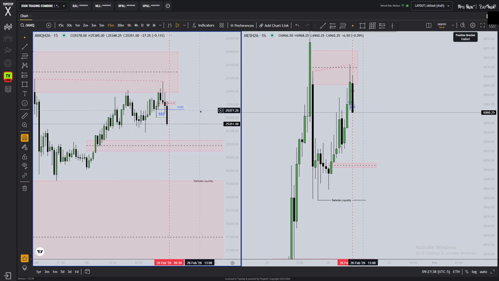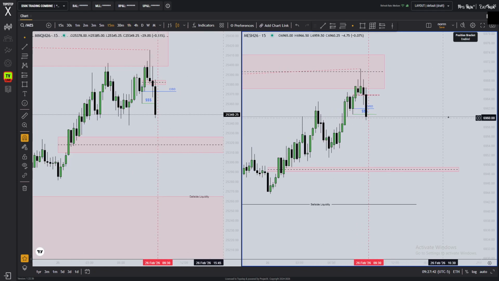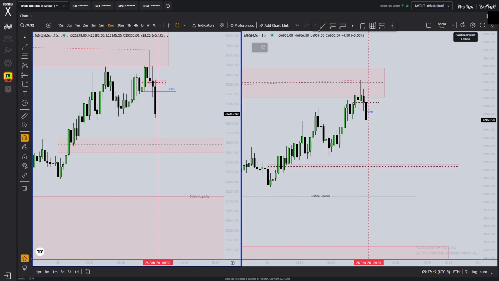So boom. Each low was now taken. We're gonna jump back to the 15-minute. Like that right there, we know we got both of the lows taken. And now we're gonna look for that next low because it's important.